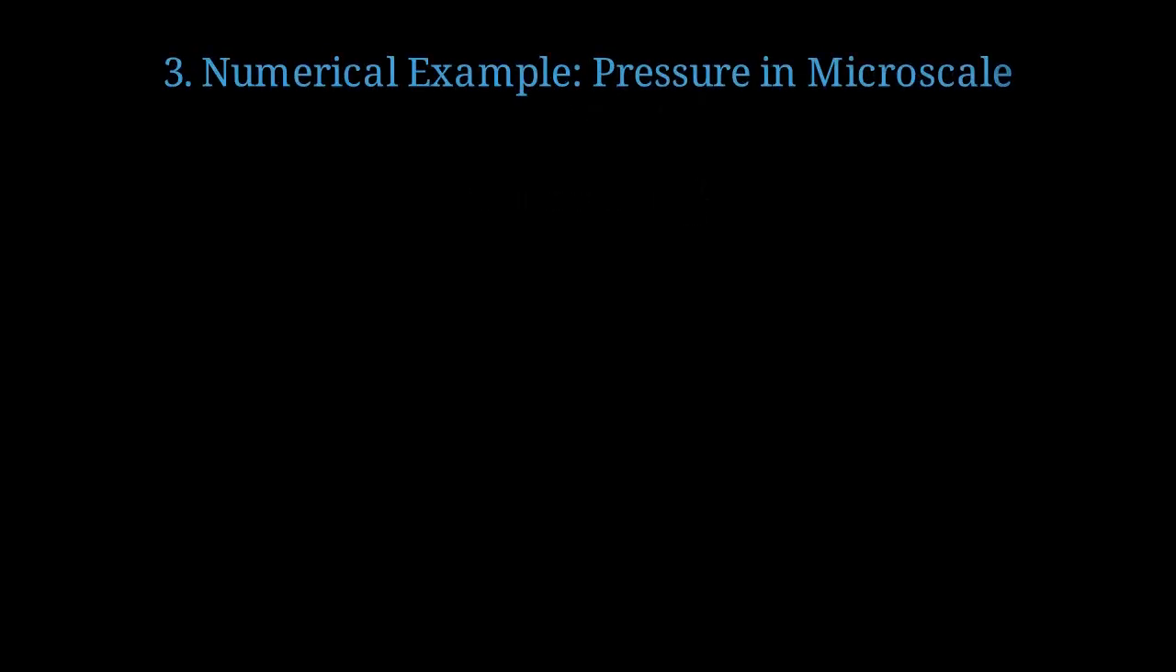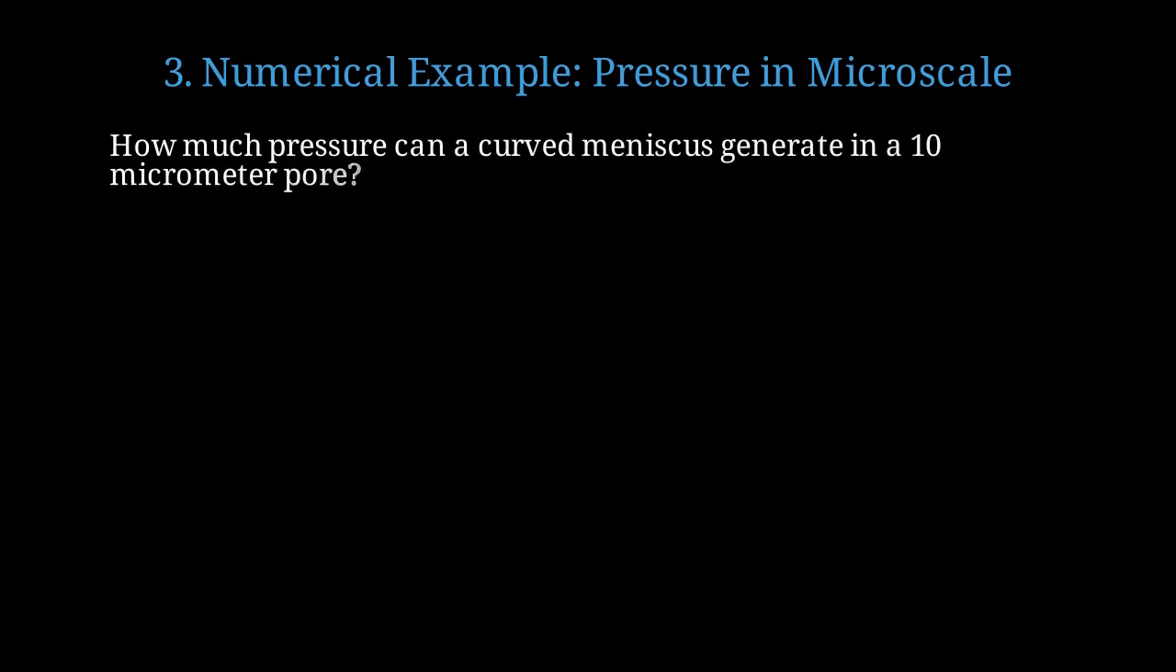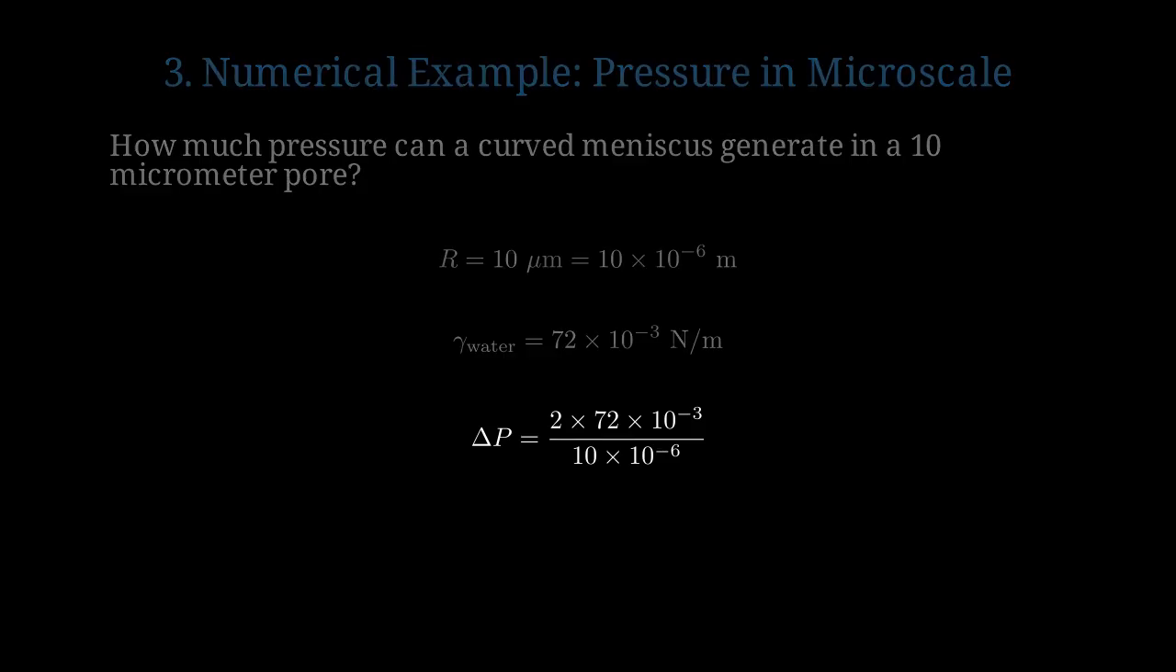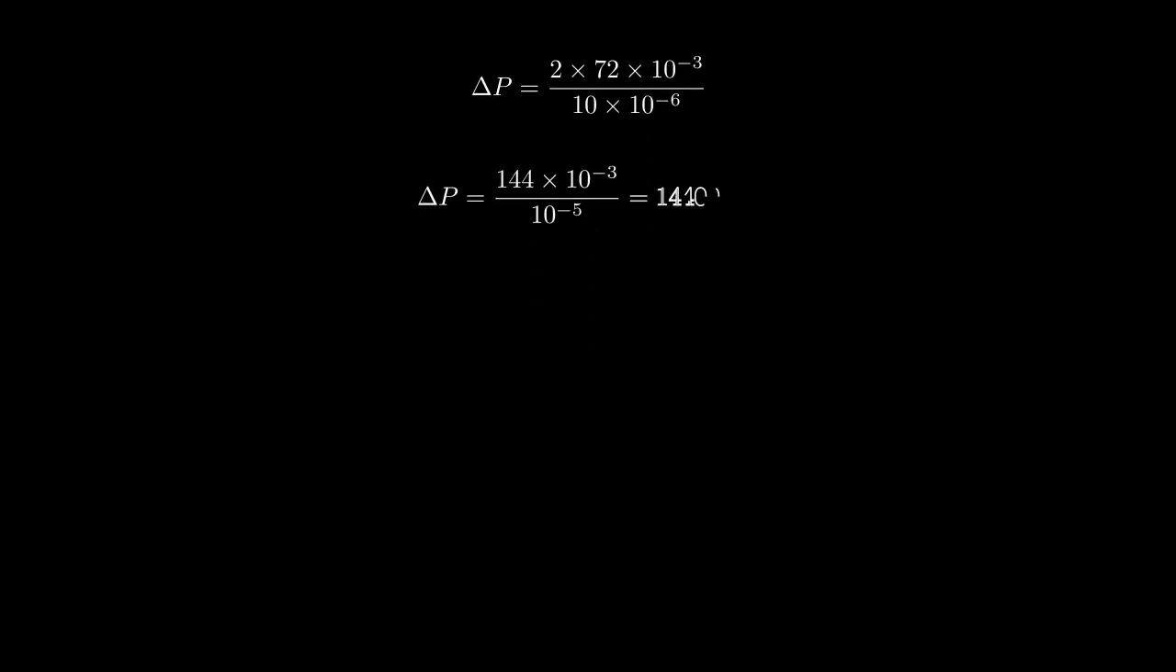Let's calculate actual pressures in microscale structures to see how powerful capillary effects become. How much pressure can a curved meniscus generate in a 10 micrometer pore? Let's calculate this explicitly. The radius is 10 micrometers, which equals 10 times 10 to the minus 6 meters. Surface tension of water is 72 times 10 to the minus 3 newtons per meter. Laplace pressure equals 2 times 72 times 10 to the minus 3 divided by 10 times 10 to the minus 6. This equals 14,400 pascals, or about 14 kilopascals. That's approximately 0.14 atmospheres, a significant pressure from such a tiny interface.